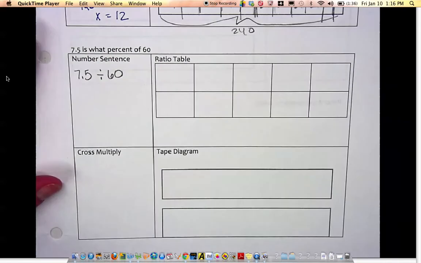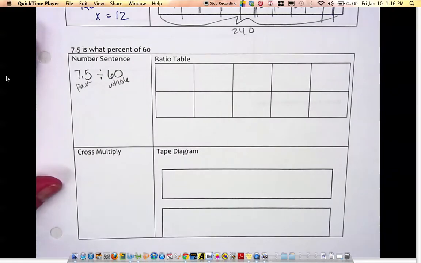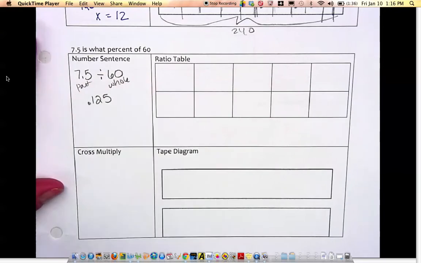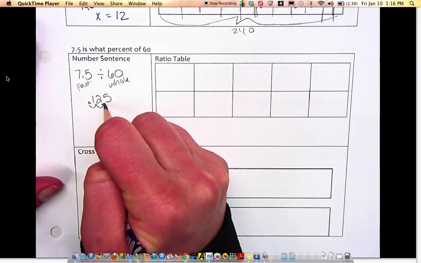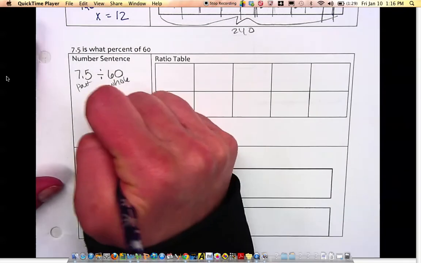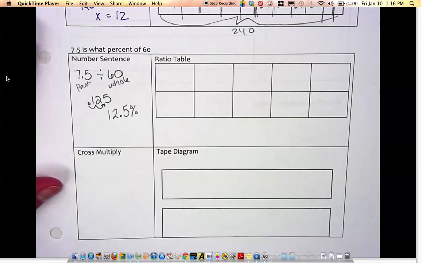So this is my part, and this is my whole. When I put that into my calculator, the calculator spits this out as its answer, 125 thousandths. Now, it's not a percent yet, it's a decimal. And I know that I have to move my decimal point 2 times. 1, 2. To get the percent form. So therefore, the percent is 12 and a half, 12.5, however you want to say it, percent.